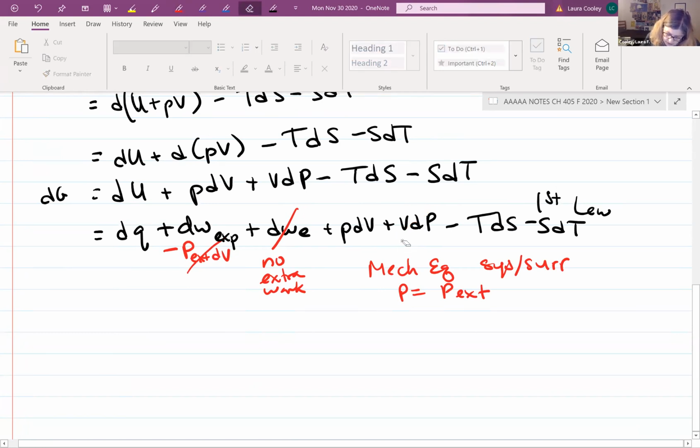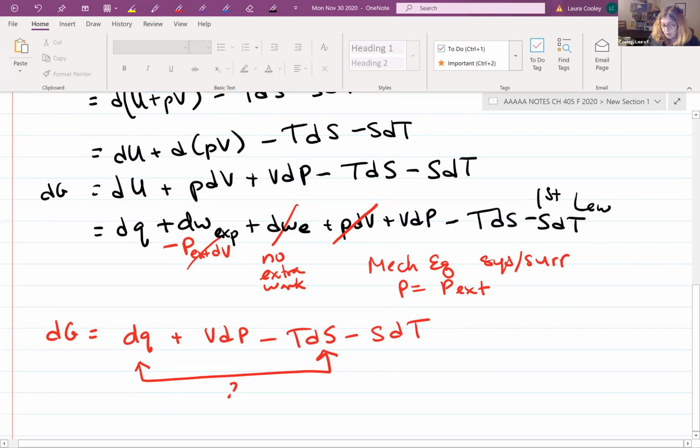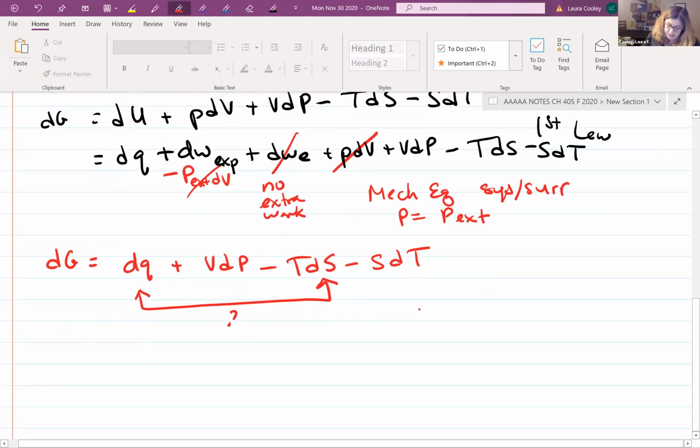Oops, wrong one. That one. So now I have that dG is dq plus, well, that one's gone. And then we have VdP minus TdS minus SdT. And I would dearly love to be able to get rid of these two terms. So how to get rid of these two terms? What would I have to say here? So when do these cancel? Anybody?